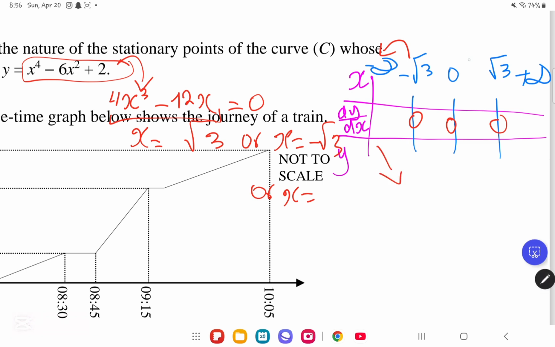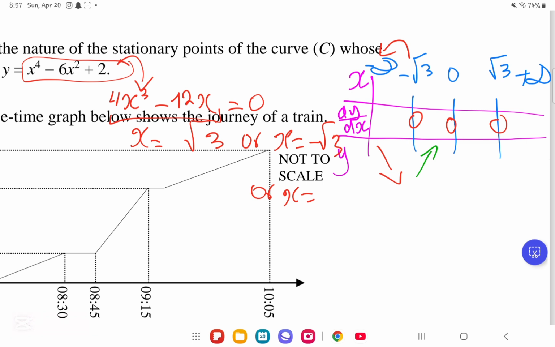It's going down. Now choose a number in between minus radical 3 and 0. Very simply, you could take minus radical 2. So 4 times minus radical 2 to the power of 3 minus 12 times minus radical 2. Put it on your calculator. You are going to get 4 radical 2, which is a positive answer, so it is going up. Now, if you choose a number between 0 and radical 3, for example radical 2, it's going to be 4 times radical 2 to the power of 3.